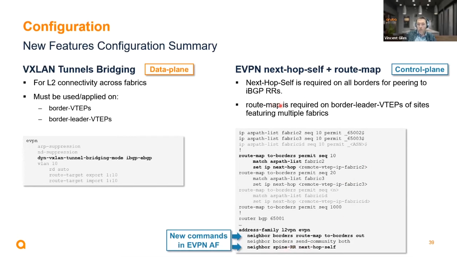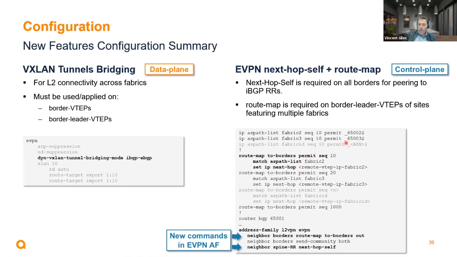Next is the route map that is required on the border leader, not on the regular border, but the border leader VTEP for sites that feature multiple Fabric. So for those sites, the border leader would have to apply an outbound route map to all the other borders, and that route map consists in the following.